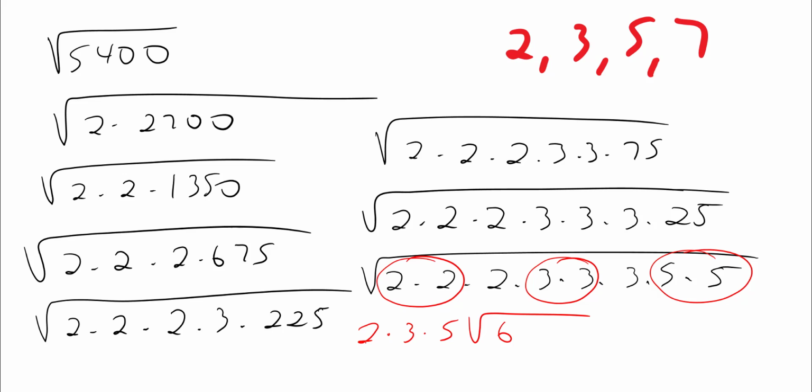So let's multiply this out. 2 times 3 is 6. 6 times 5 is 30. So my answer to this nasty old problem is 30 root 6. It took me about a minute and a half maybe to do this problem.